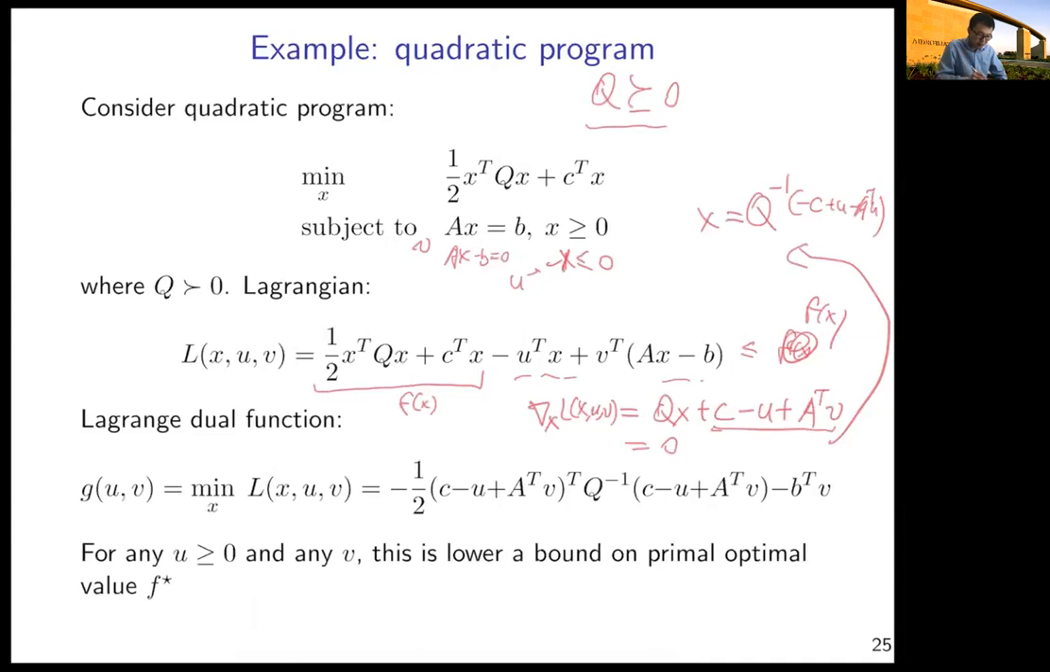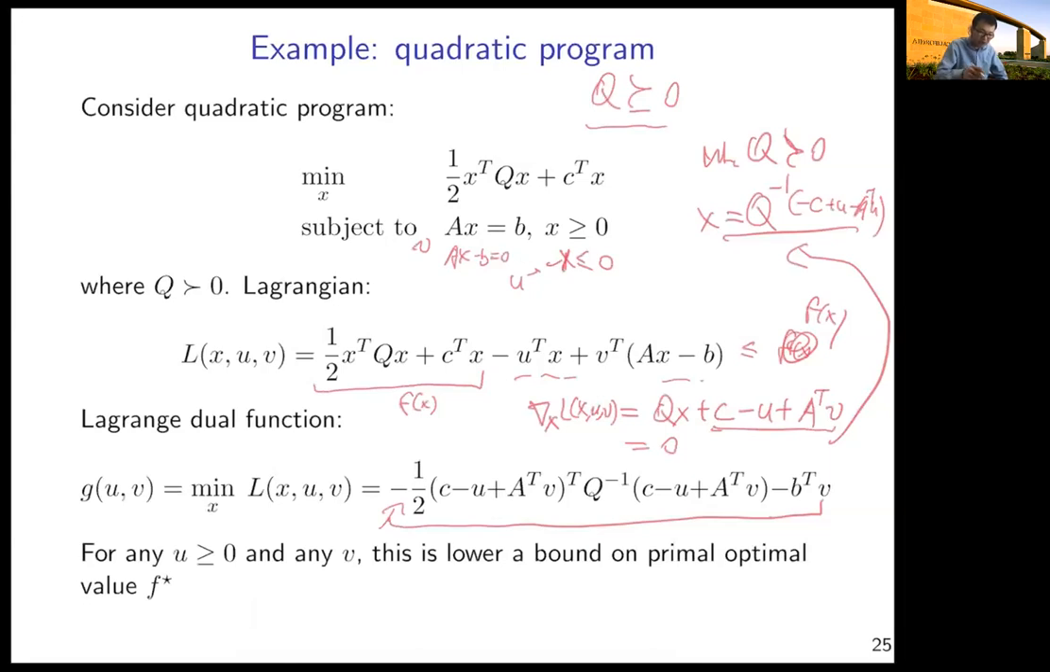Okay, so when Q is actually positive definite, then this is a solution, and we can substitute this solution into here and obtain this. Okay, and this will be the dual optimal. This will be the form of the dual optimization problem. And notice that Q inverse is also positive semi-definite. Therefore, maximizing the negative of this quantity is a concave maximization problem or a convex minimization problem.